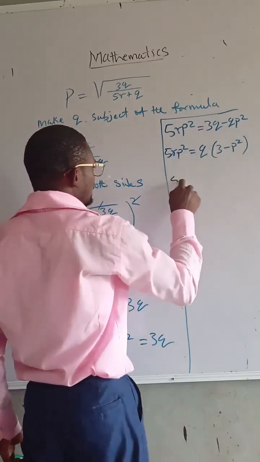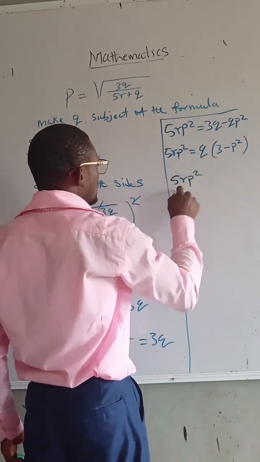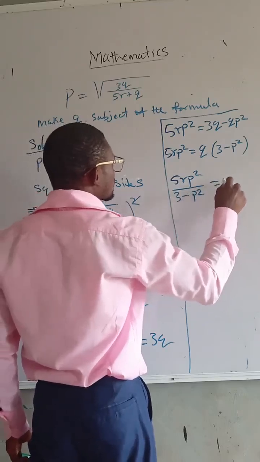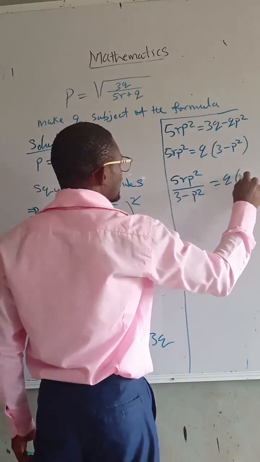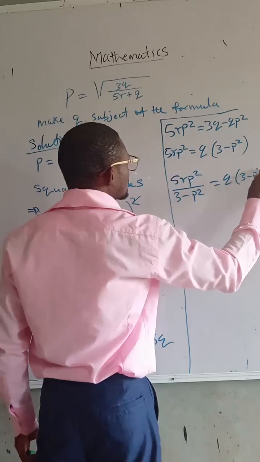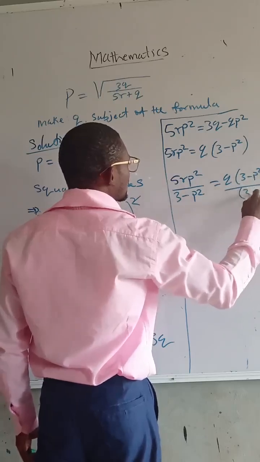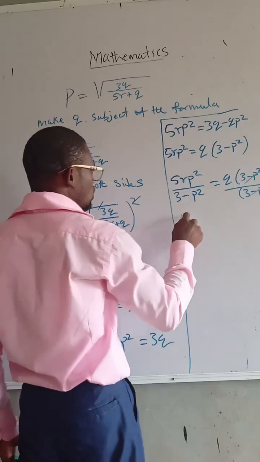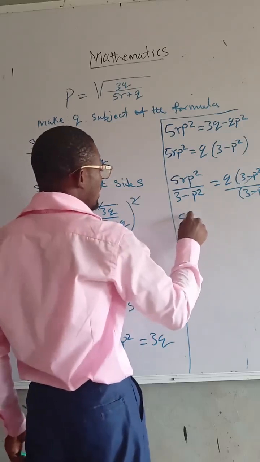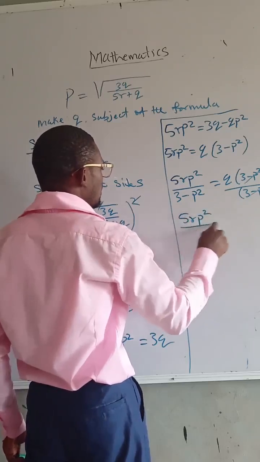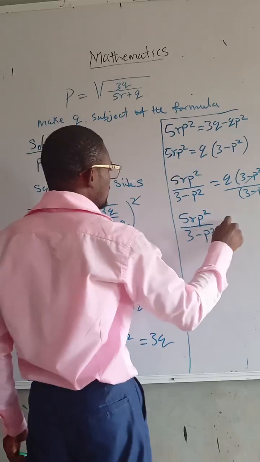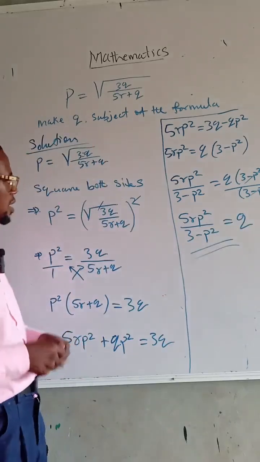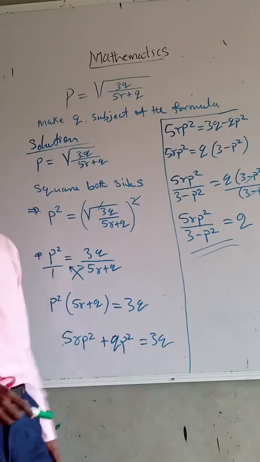So that I will say 5rp squared over 3 minus p squared equals q bracket 3 minus p squared over 3 minus p squared. Okay, so that this will cancel this. Q will now stand alone. So I have my 5rp squared over 3 minus p squared equals what? Q. So finally, we have made q the subject of the formula.